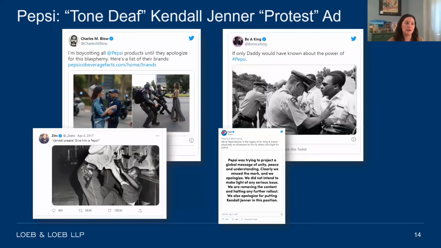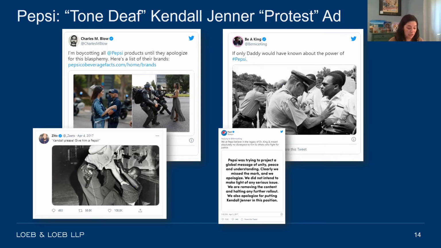There was a definite backlash to this ad. People felt that there's just no way that a Pepsi can is going to make the world peaceful, and it really belittled some of the issues that were involved in this protest. It also evoked a lot of imagery from the civil rights movement, which people found offensive.